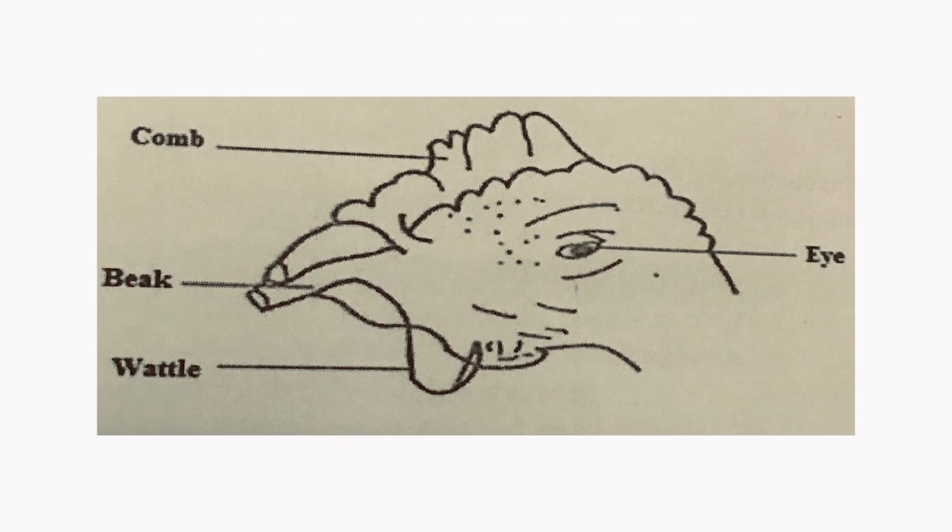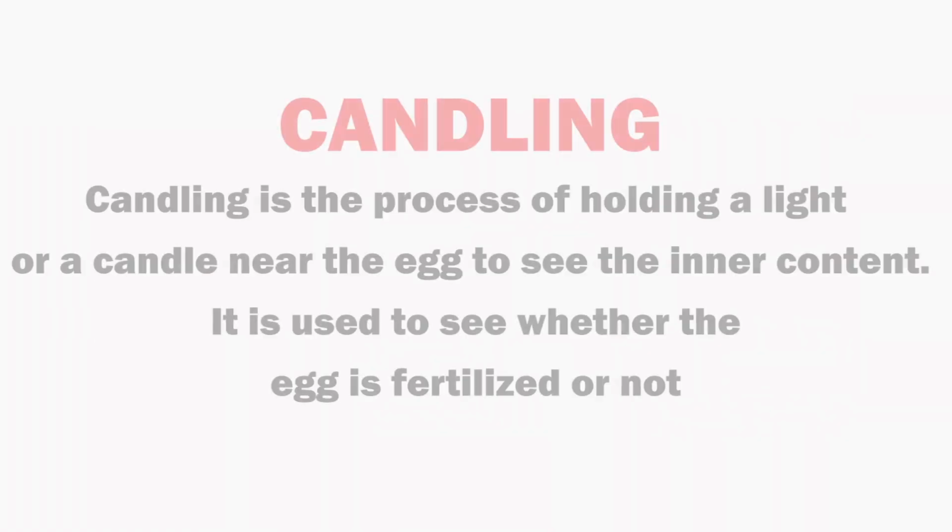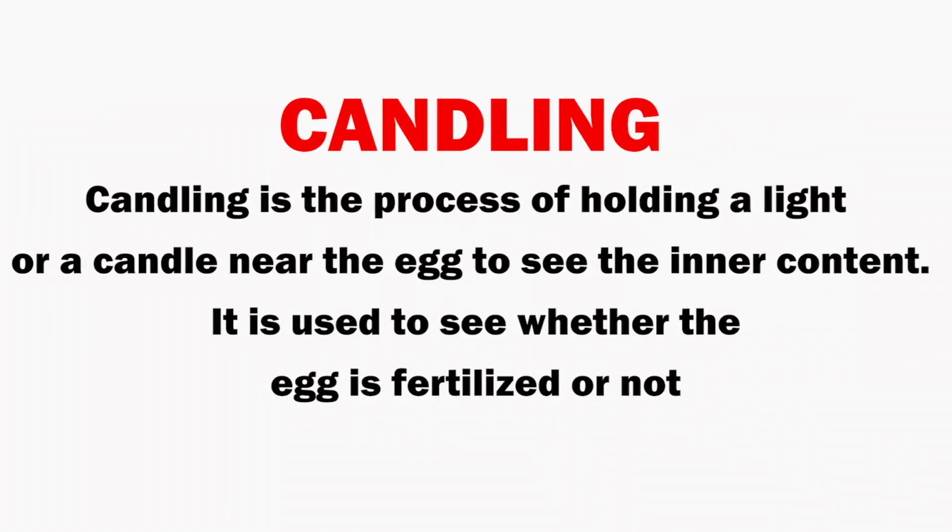Let us look at another term called candling. Candling is the process of holding a light or a candle near the egg to see the inner content. It is used to see whether the egg is fertilized or not. Alright, let us look at identification.